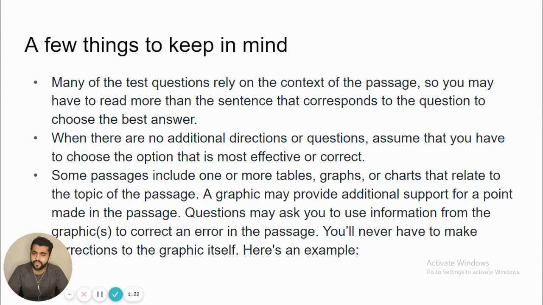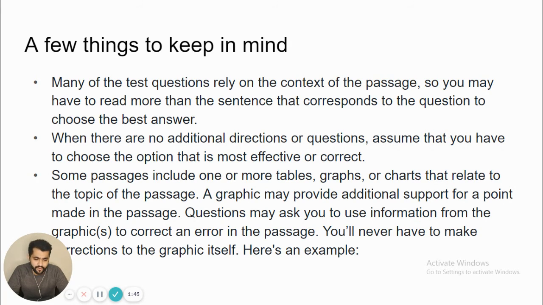So many of the test questions rely on the context of the passage. So you may have to read more than the sentence that corresponds to the question to choose the best answer. Number two, when there are no additional directions or questions, assume you have to choose the option that is most effective or correct.